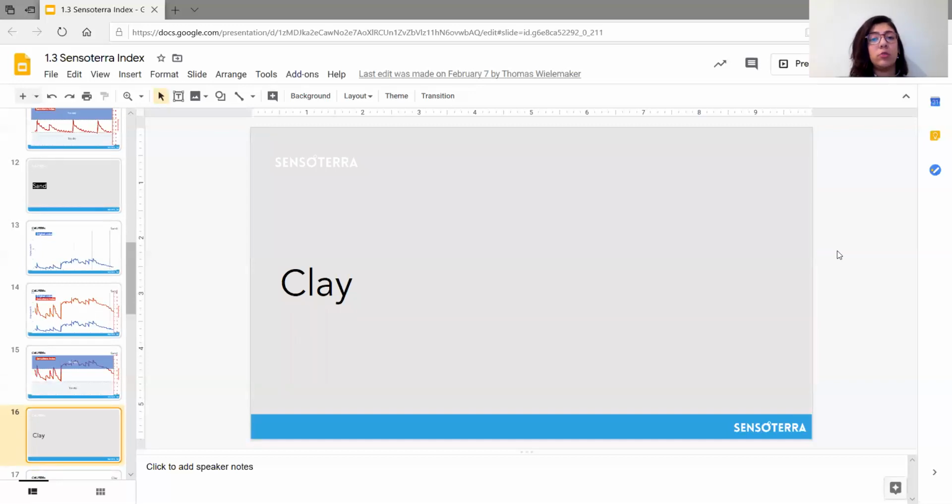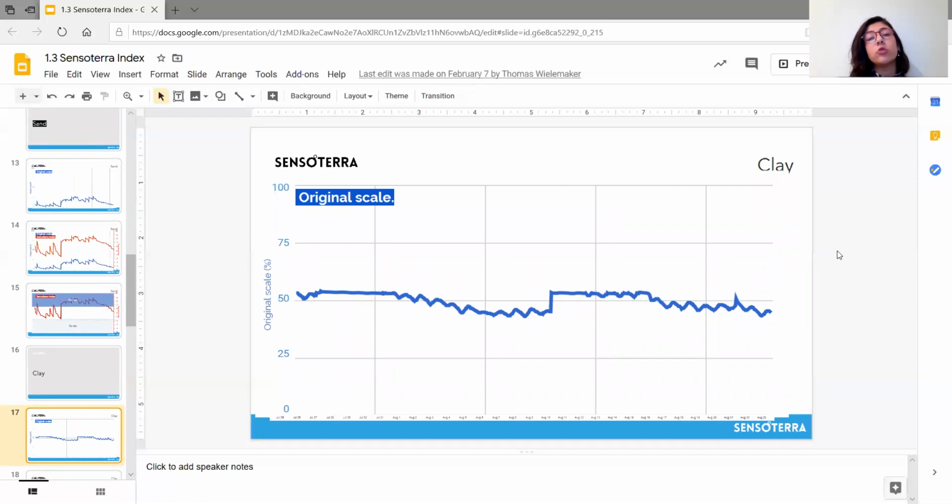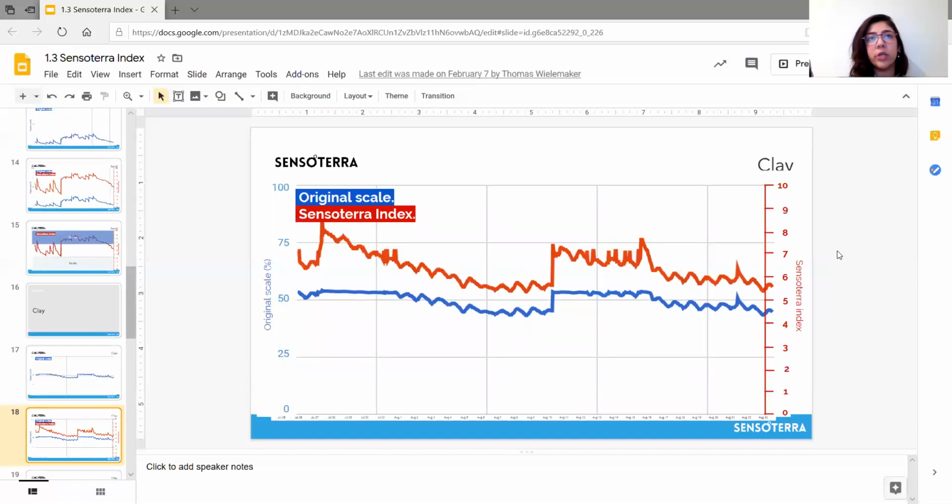Now going to clay soils. You see that for clay soils, the soil moisture values tend to be more stable. They don't show crystal clear peaks as we saw for peat and for sandy soils. It tends to be more stable. For the original scale, we see that it goes from, let's say, 45 to 50, 52%. This is the threshold that we see for the original scale.